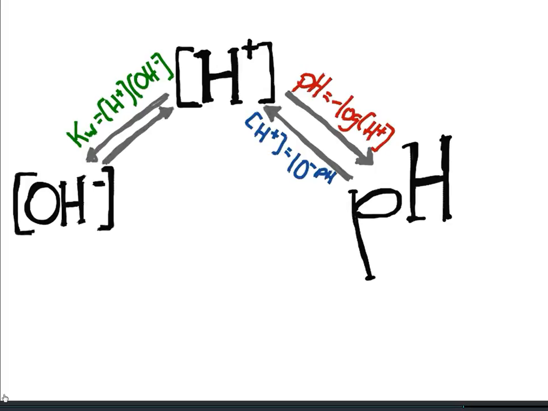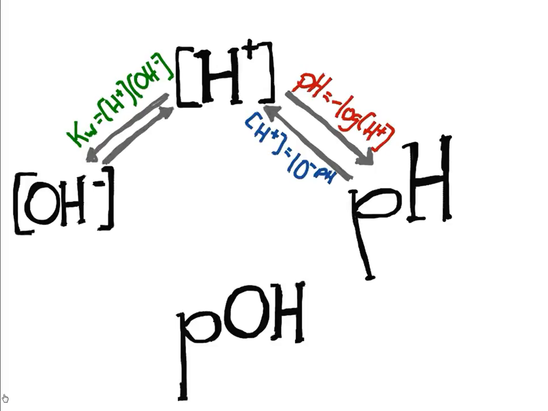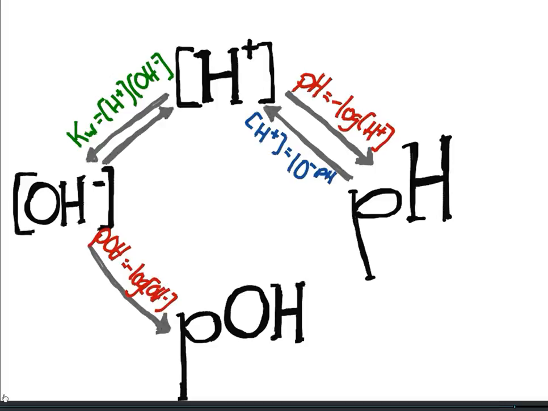You can also calculate pOH, which is the fourth and final value that we're going to talk about, using the equation pOH equals negative log of the hydroxide ion concentration, or you can convert the other way, the same as above with hydrogen ion concentration, that the hydroxide ion concentration equals 10 to the negative pOH.